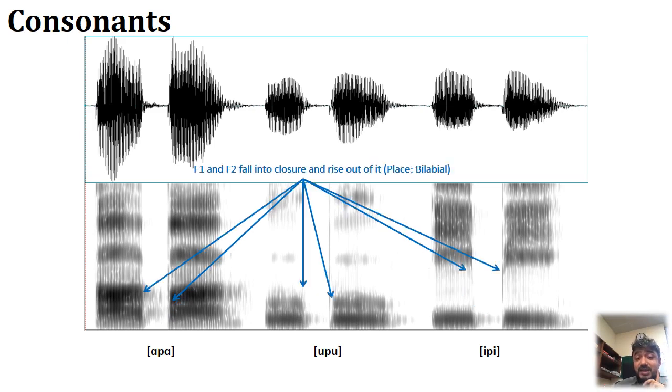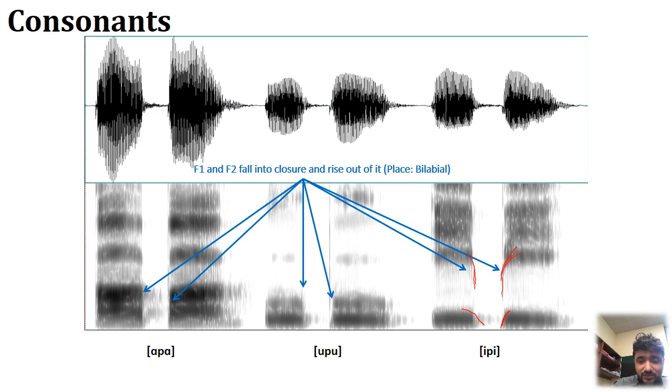And now finally, to figure out the place, and that is something which is not very clear in all of these spectrograms, but it's clear in some of them. F1 and F2 both fall into the closure and rise out of it. So you can see it here. It's rising out and it's falling in, but this is not very clear. But in many other spectrograms of the same vowel, APA, UPU, EP, you'll see, just record it yourself, you'll probably see this whole thing moving down, and this whole thing again doing like this.